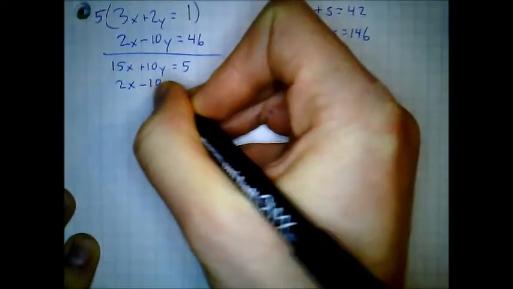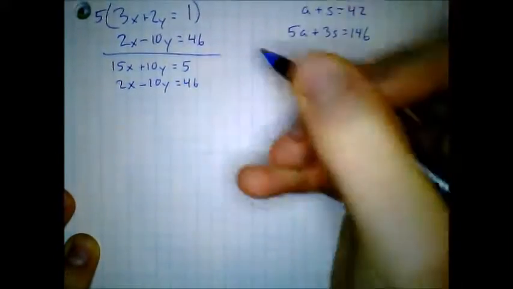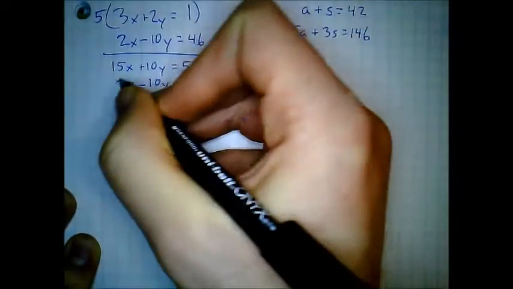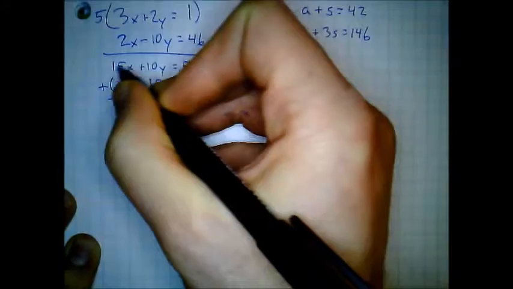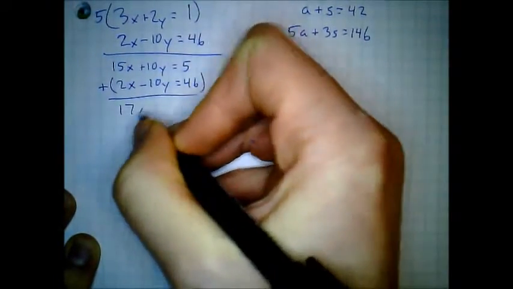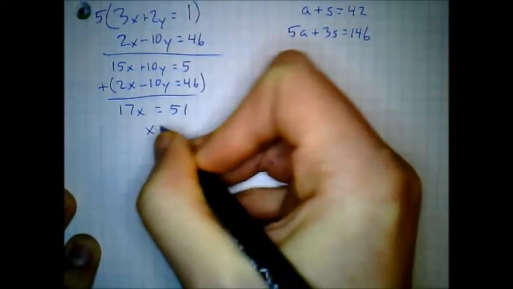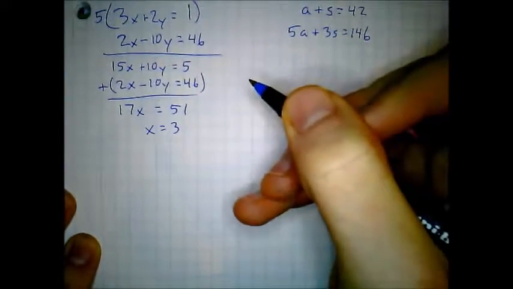Our second equation stays the same. 2x minus 10y equals 46. So I did that so my y's will cancel out. 10y and negative 10y will cancel out when I add these two equations together. 15x plus 2x is 17x. 5 plus 46 is 51. 51 divided by 17 means x equals 3.